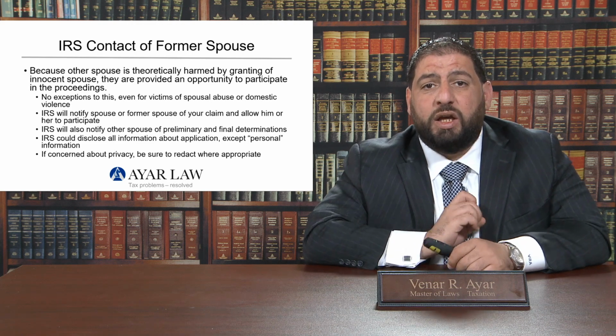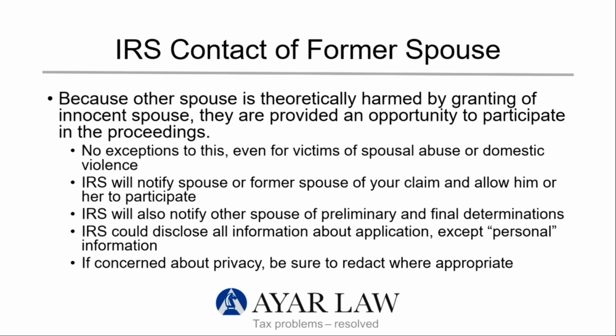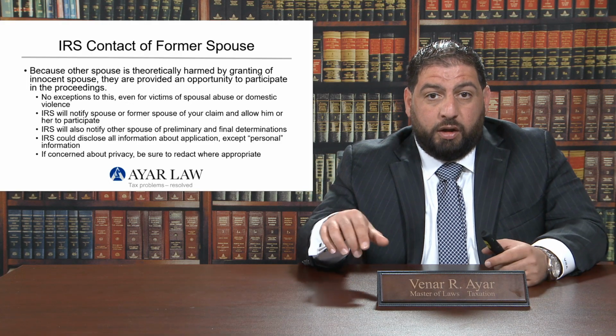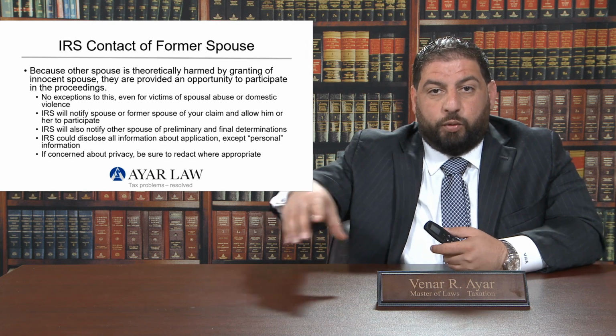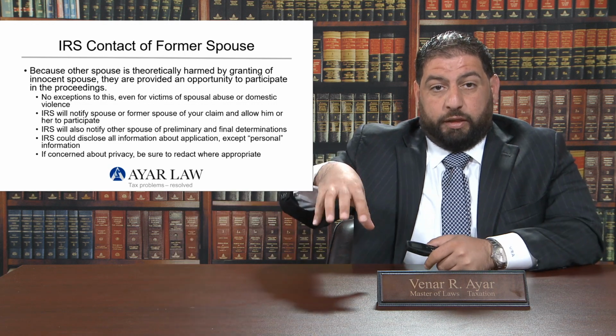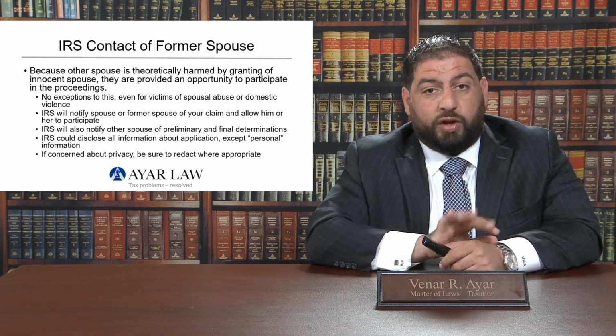Another thing to keep in mind when you do innocent spouse is that the IRS will always contact the other spouse, or former spouse, or other spouse if they're still married. Make sure your client understands this. Because the other spouse is harmed by the granting of innocent spouse relief, remember they owe these taxes together, and it's in each spouse's best interest for the other spouse to pay. So when you request innocent spouse, you are asking for something that would harm the other spouse. Therefore, they have an opportunity to participate in the proceedings. There are no exceptions to this.